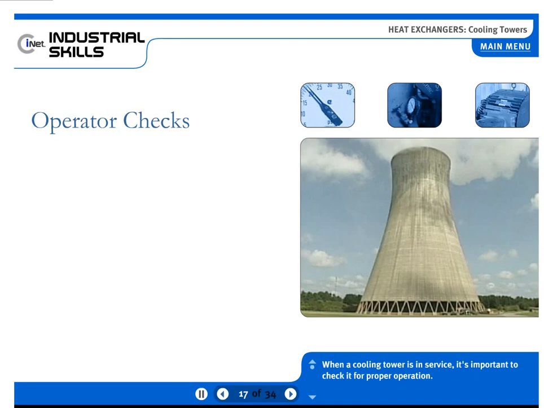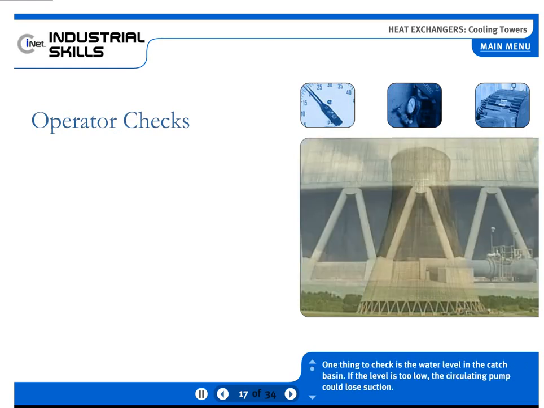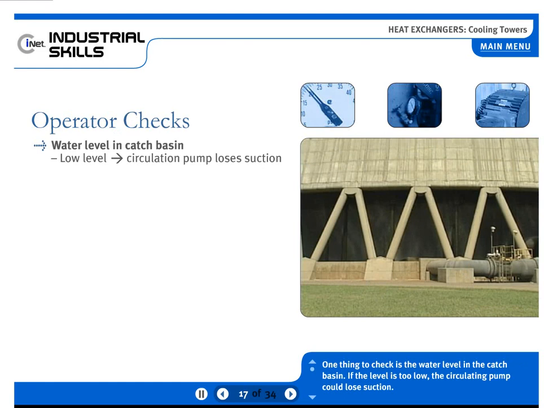When a cooling tower is in service, it's important to check it for proper operation. As an operator, there are several routine checks that you can make to ensure that the tower is operating properly. One thing to check is the water level in the catch basin. If the level is too low, the circulating pump could lose suction. That could damage the pump and reduce or stop the flow of circulating water.